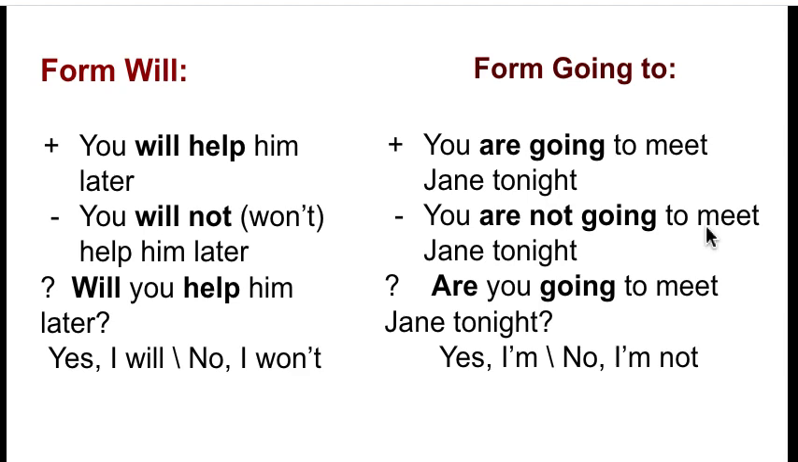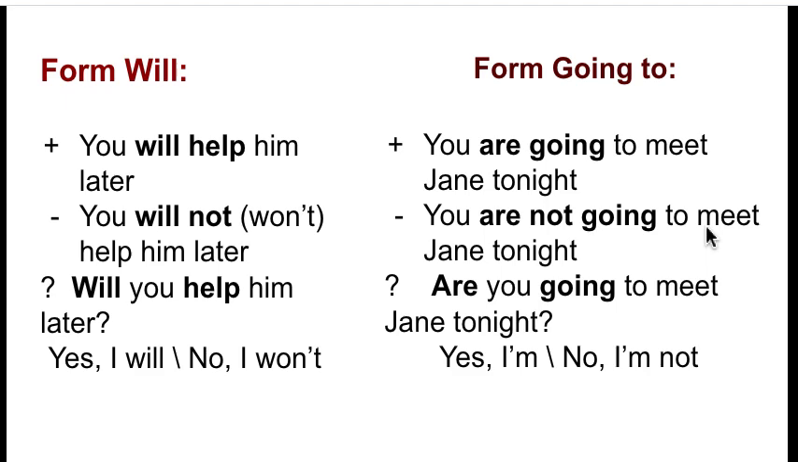And here are some examples of affirmative, negative, and question forms. The affirmative form is used with will plus verb. You will help him later. In the negative form we use not. You will not help him later. And in the question form, will is moved to the first place. Will you help him later? Yes, I will. No, I won't. They are the short answers.